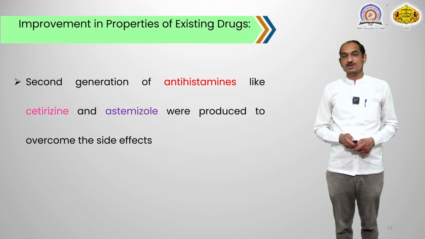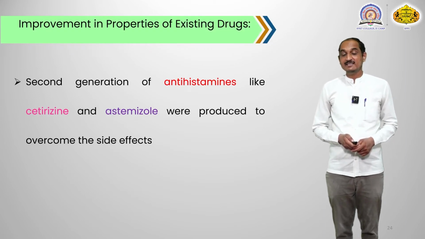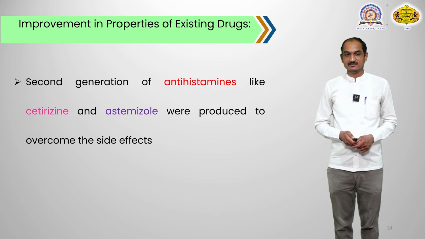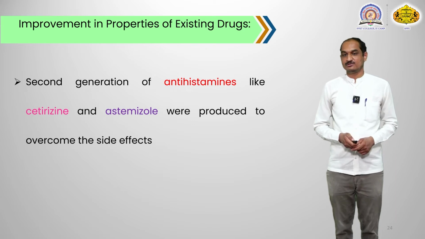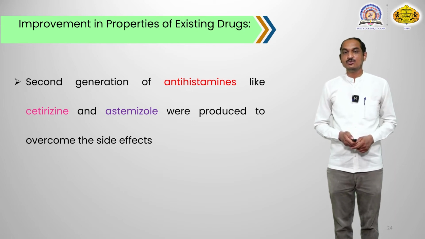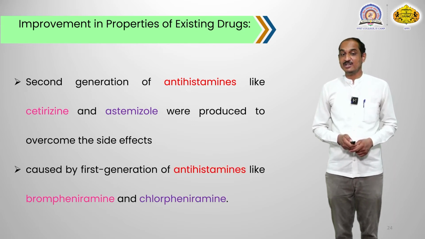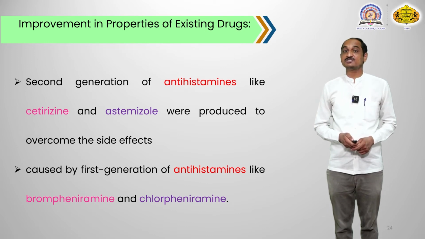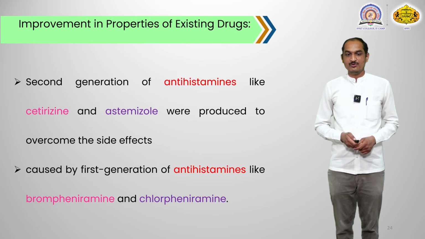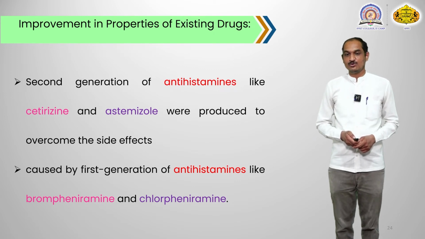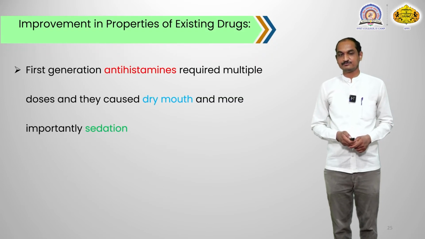The second generation of antihistamines like cetirizine and estomazole were produced to overcome the side effects caused by the first generation of antihistamines like the bromophenyramines and chlorpheniramines. Okay, these are the examples.